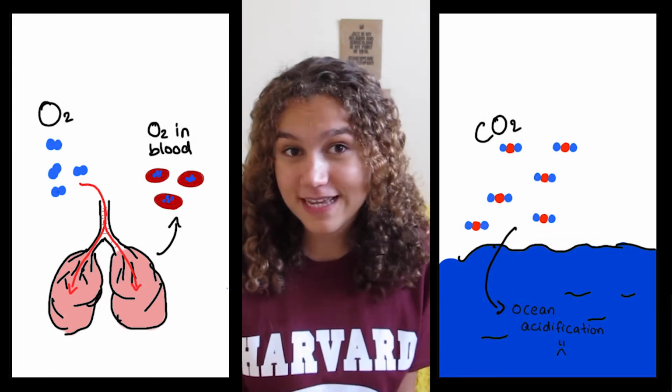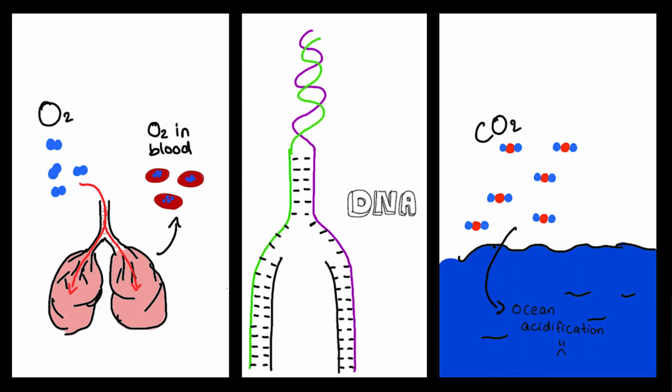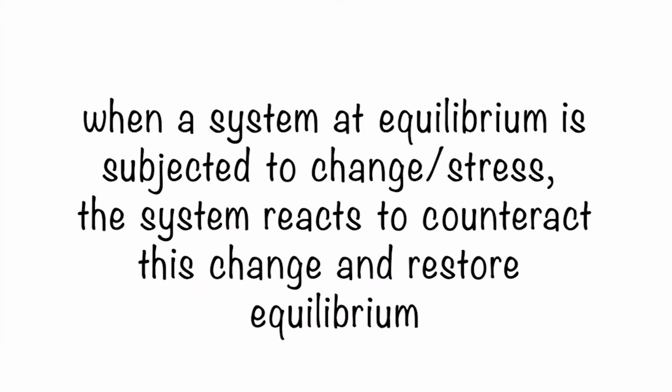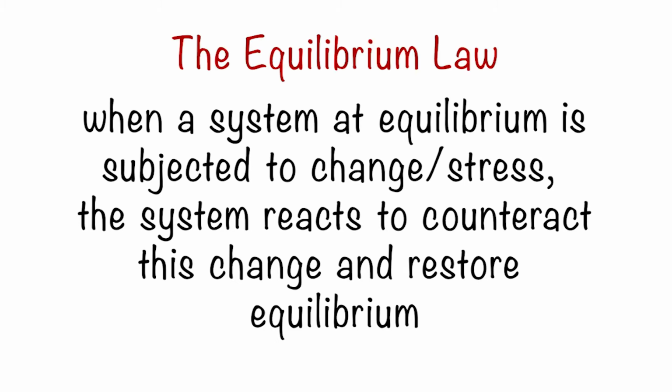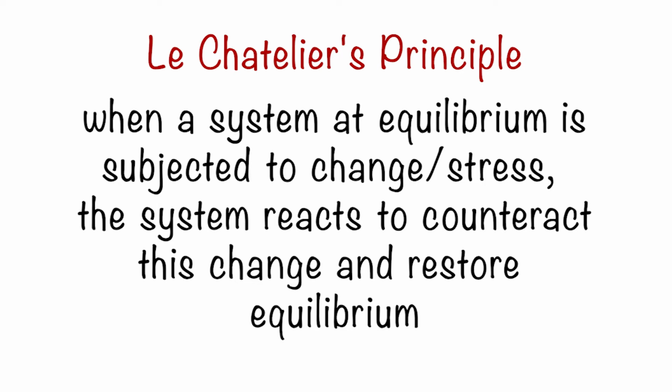Ever feel like something in your life is constantly changing and every time you have to shift to restore balance? Well, you're not alone. Chemical systems go through this all the time. In fact, it's what drives some of the reactions that we need to live, like oxygen dissolving in your blood, oceans absorbing carbon dioxide, or even the replication of DNA. These systems all adjust to diminish the change that has been made to them when they're disturbed at equilibrium. This is called the equilibrium law, or Le Chatelier's law.